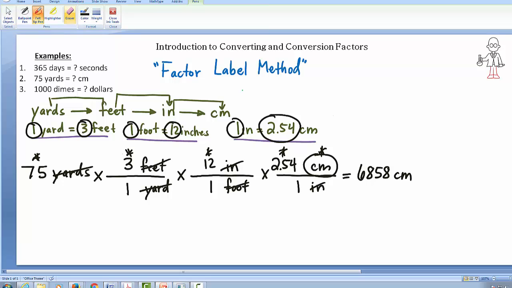Okay, so I think we can do the last one pretty quickly. I think you have the hang of it. So we want to know how many dimes are in a dollar. So we can go from the unit of dimes, we can go from dimes to dollars, and from dollars to quarters.